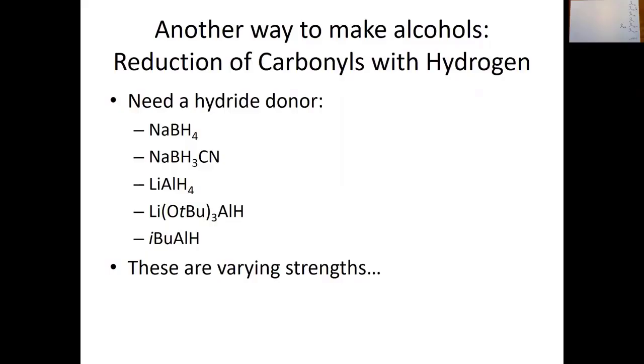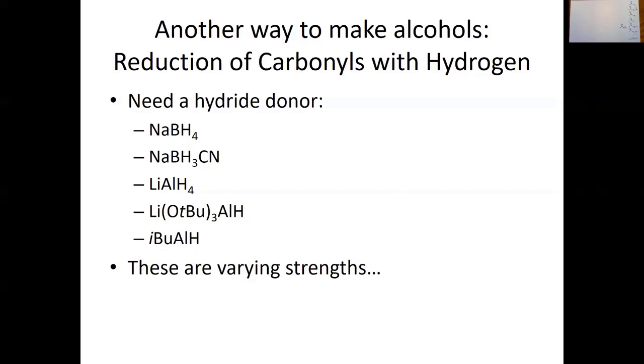We're going to talk about hydride donors next, which is another way to make an alcohol out of carbonyl compounds. There are various hydride donors. Here are some examples, but this list is not exhaustive. But these examples are varying in strength.